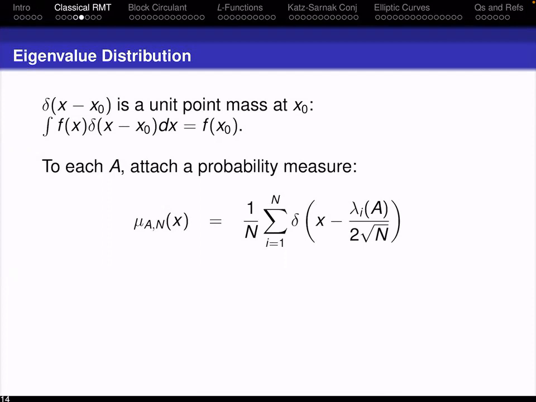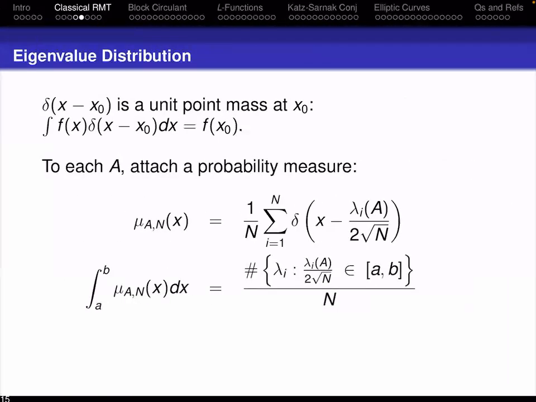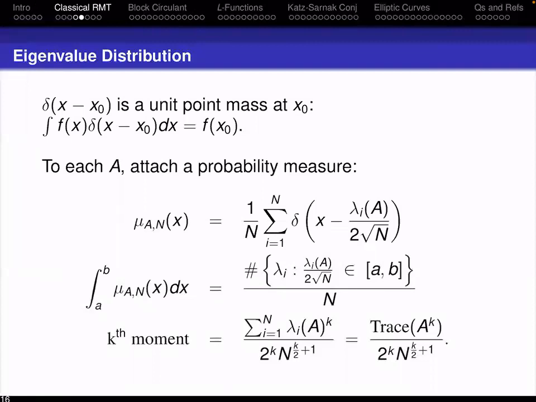Which do you think matters more, the 2 or the root n? Yeah, the root n. The root n is telling me how the eigenvalues of the matrix grow with the size of the matrix. The 2 is just so I can say circle rather than ellipse later. And if I want to count how many normalized eigenvalues are in an interval a to b, well, I just integrate from a to b, and that will just give me the count. And so if I want to calculate the kth moment, instead of integrating 1, I would integrate x to the k. And instead of just counting 1 every time, I would count lambda to the k.